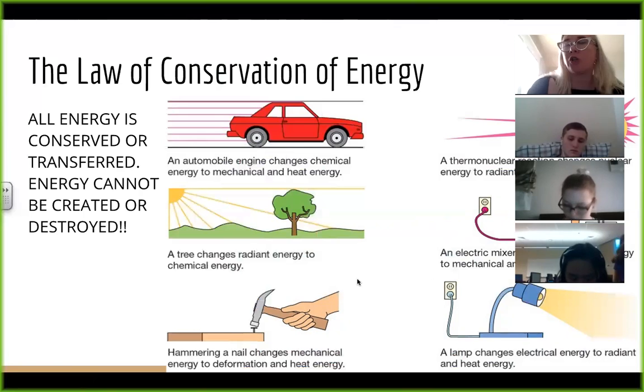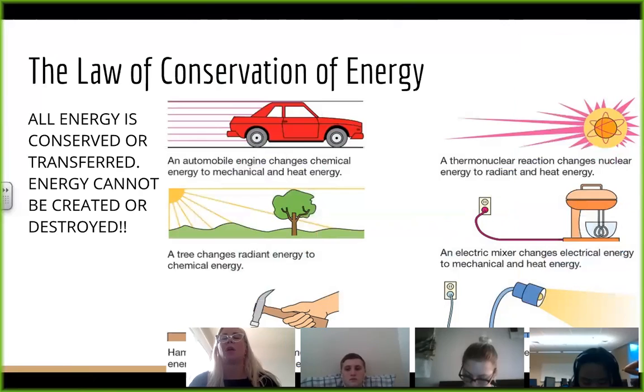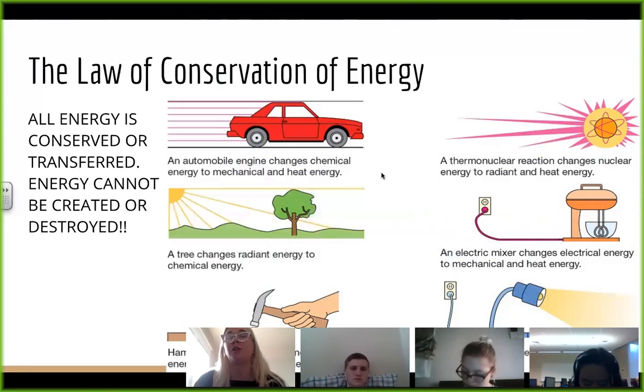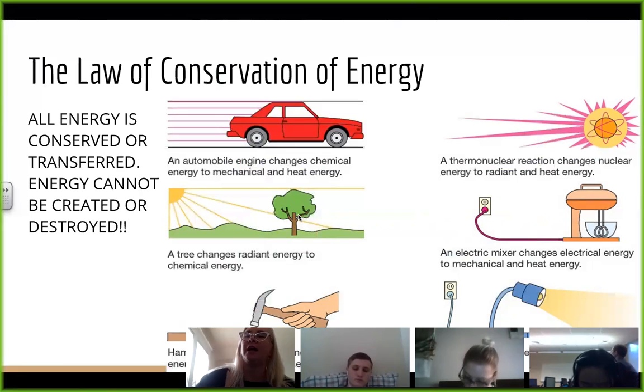So this picture here is showing some examples of those conversions. An automobile, right, is changing chemical energy into mechanical and heat. So you're taking the chemical energy of gasoline and you're using that to change into a mechanical energy, which is your car moving, and heat energy, right? If you've ever felt the hood of your car after you drove for a long time, it's really hot because a ton of heat is being produced, right? Trees changed energy from the sun into chemical energy. So they take sunlight, they go through photosynthesis, and they produce chemical energy in the form of sugar.